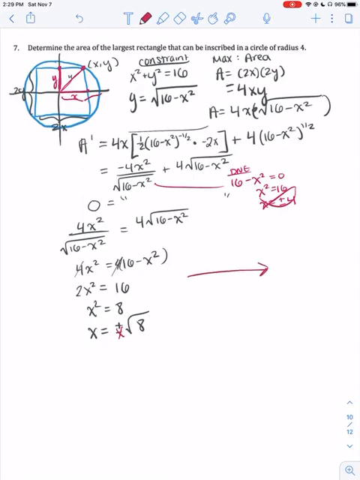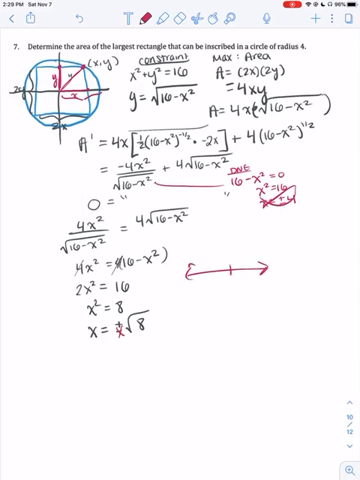Test it out on the number line. This should stop at 0. Square root of 8. Here A prime is going to be positive, and here it will be negative. And so it is indeed a max. And then you need to find the y value if you know the x value.